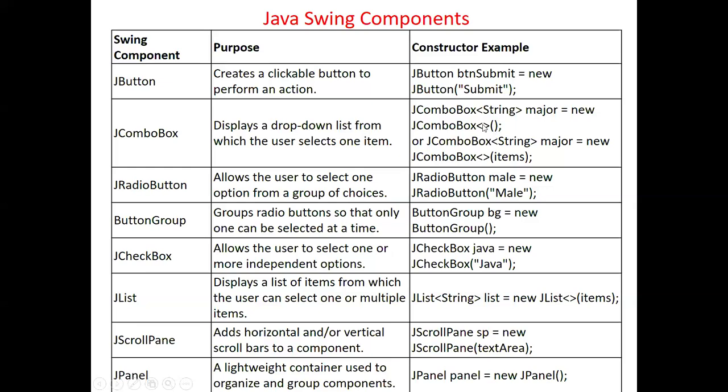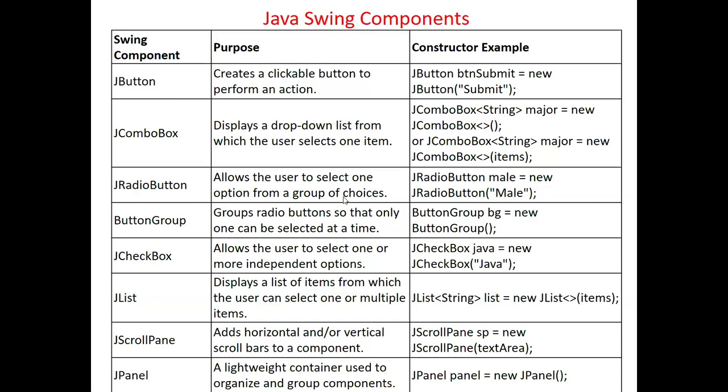These are using the string type, I mean entering the string values here. Again, you can have it empty, or you can have some items here. We'll see with the help of examples later. So we can have radio buttons, which allow the user to select one of the options from a group of choices. Basically used to select one of the options from a set of options, like gender.